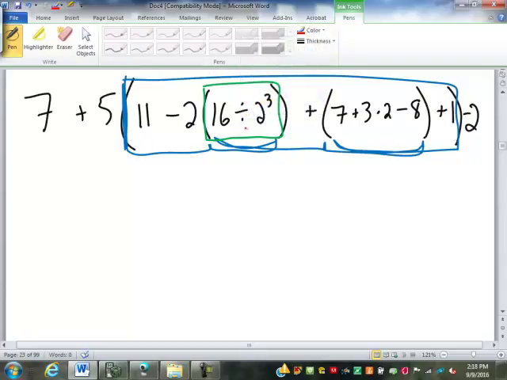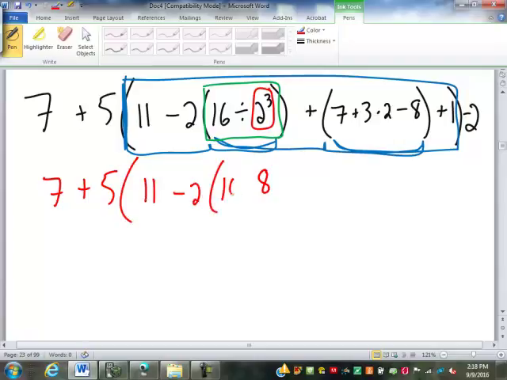In there, we go through our order of operations again. No more enclosing symbols, but we do have an exponent. 2 to the 3rd is? What's 2 to the 3rd? 8, there we go. So replace 2 to the 3rd with 8, and everything else stays exactly the same.